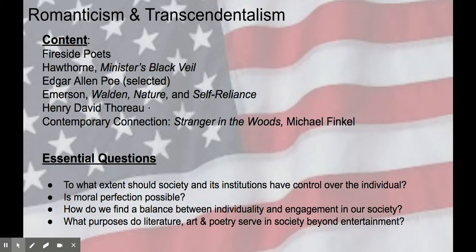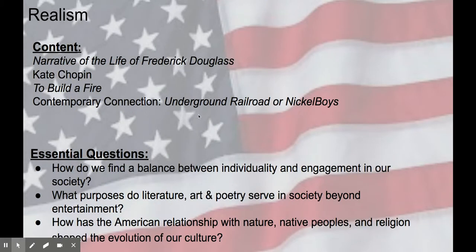The next unit is Romanticism and Transcendentalism, and that includes the Fireside Poets, a little Hawthorne, some Edgar Allan Poe, Emerson and Thoreau, and then we do one contemporary connection in the form of Stranger in the Woods by Michael Finkel. It's an interesting story about a hermit living in the woods of Maine.